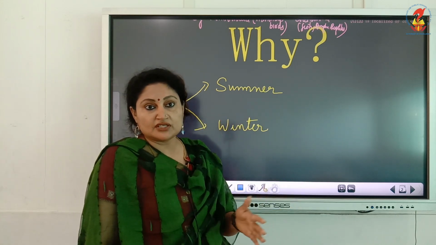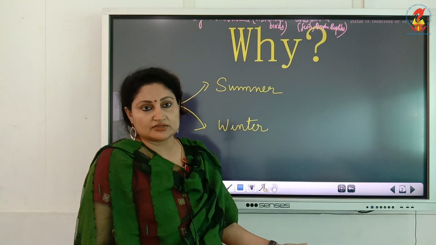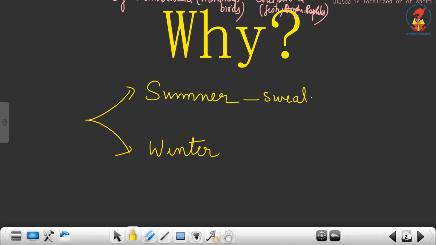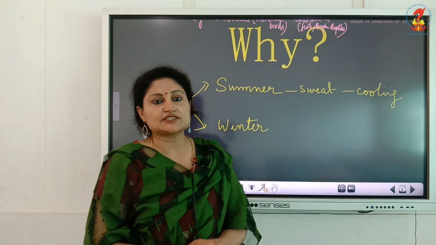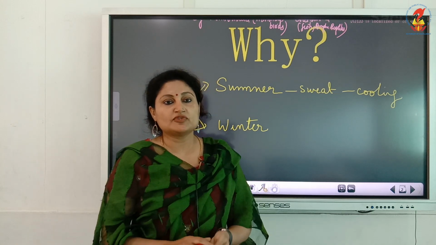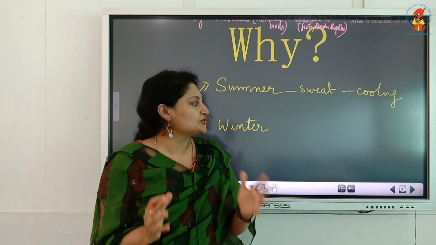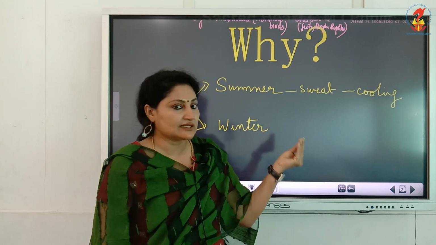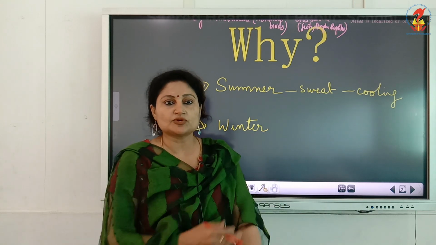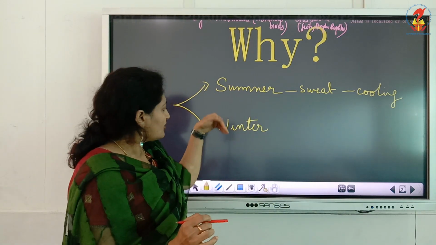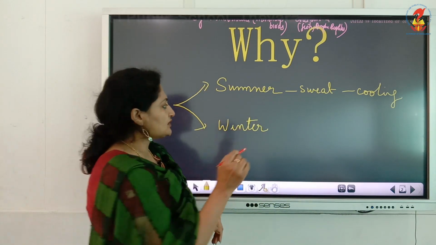In summer we sweat a lot. That is a mechanism to give us cooling. Just imagine if we didn't have sweat glands, what would have happened to us? We would have been like hot iron boxes or hot utensils. But because of these sweat glands, these secretions are released over our skin and it gives a cooling effect, an AC effect. Similarly, in contrast, during winter, what happens?